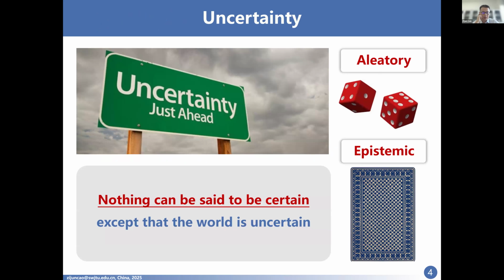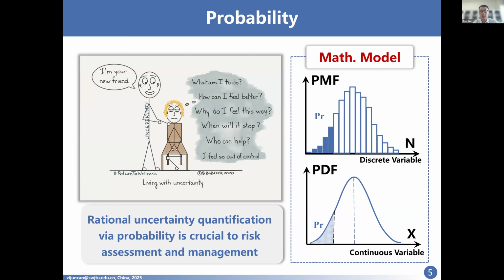We have to admit that nothing can be said to be certain, except that the world is uncertain. Uncertainties are everywhere, including aleatory uncertainty that is inherent and irreducible, as well as epistemic uncertainty that depends on the state of knowledge. I think Professor Hicks has demonstrated that if we have more site information, the uncertainty can be reduced. Rational quantification of the various uncertainties is crucial to reliability assessment and management, as the most commonly used tools for uncertainty quantification.